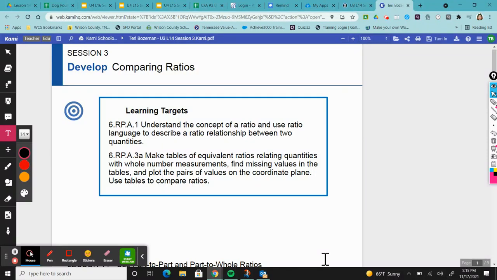Welcome to today's lesson. We are going to be comparing ratios today. So, this is our session 3 for lesson 14.